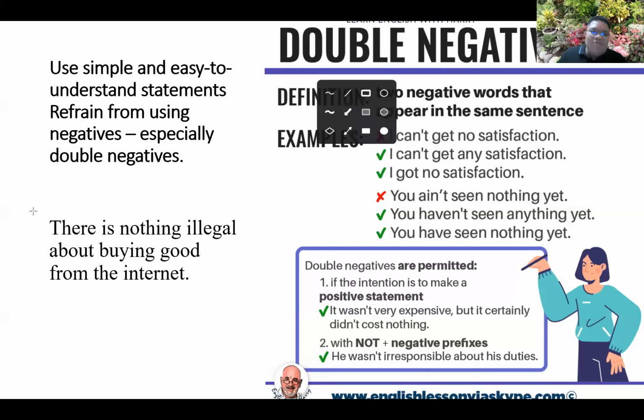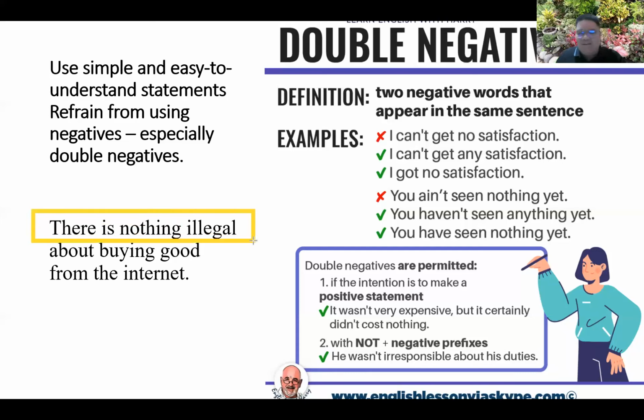No? Pag sinabi ko, there is nothing illegal, pwede ko namang sabihin na it is legal to buy food from the internet. True or false? Diba? Rather than saying it's nothing illegal, you're confusing the student. Nothing illegal. Ano nga bang ibig sabihin ni ma'am, ni sir dito? Bakit nga ba may nothing tapos illegal? So it's double negative. It would confuse your students.